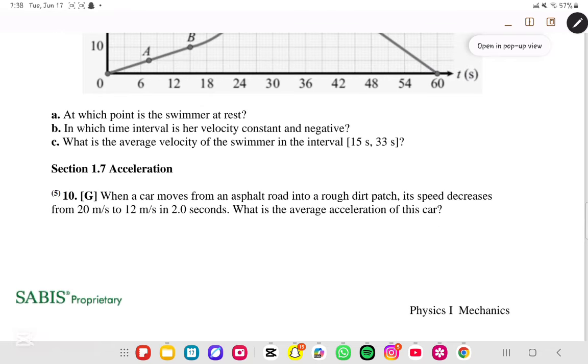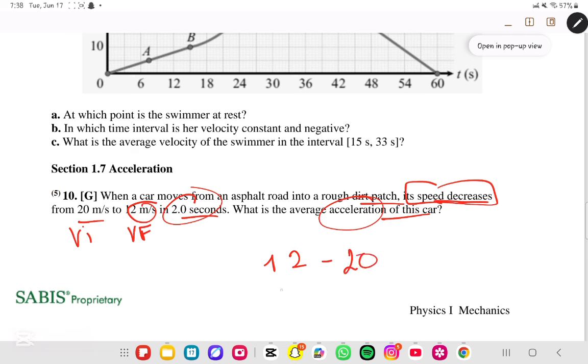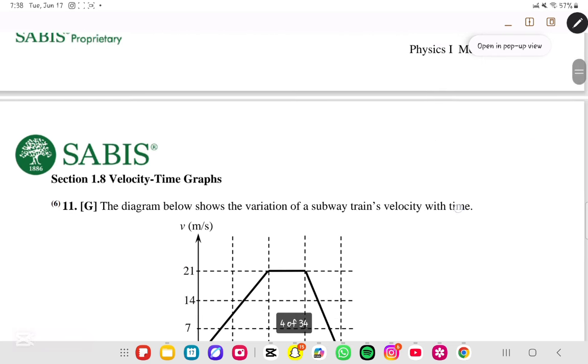When a car moves from an asphalt road into a rough dirt patch, its speed decreases, pay attention, from 20 meters per second to 12 meters per second in 2 seconds. What is the average acceleration of the car? Very simply, you're gonna take velocity final, subtract velocity initial, and divide by the time. So 12 minus 20 divided by 2, that's gonna be minus 4 meters per second squared. So that's it for section 1.7.